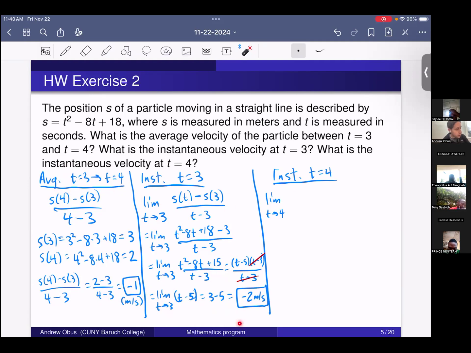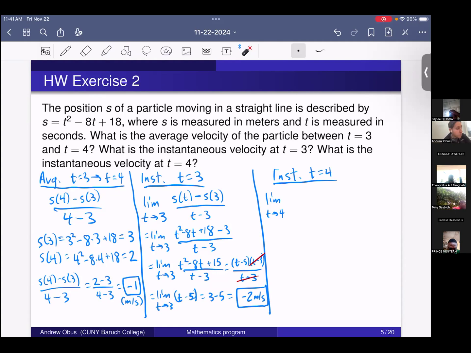Okay, is this okay, though? Any questions on this problem? Okay, so no questions on this problem.